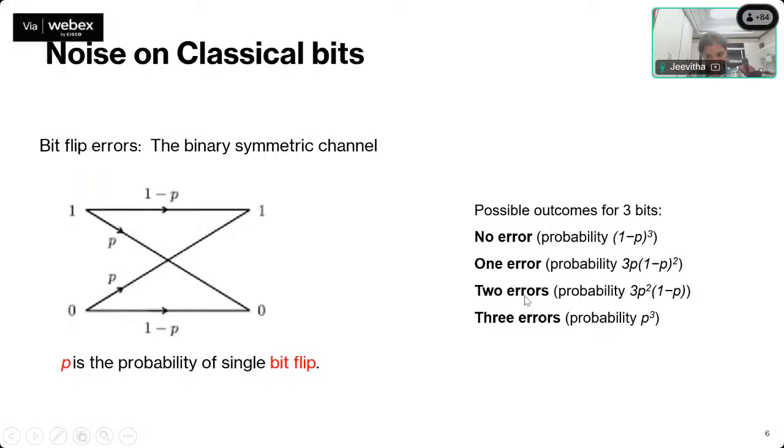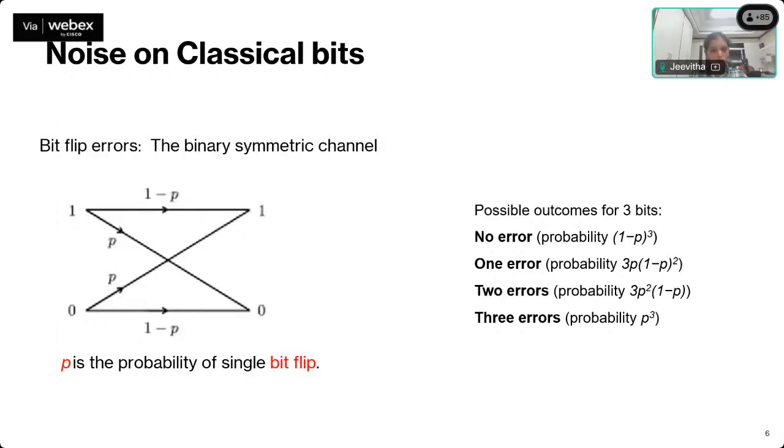And for 2 errors, the probability is as shown here. This is the probability that 2 bits have error, and this is the probability that the error hasn't occurred in just 1 bit. And for 3 errors, the probability is P cubed. This is the error occurring in all the 3 bits, which basically causes a logical error.